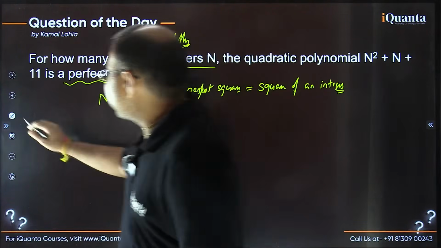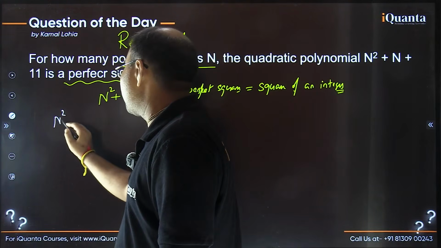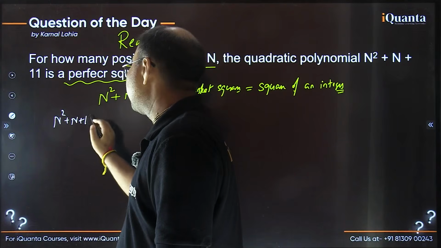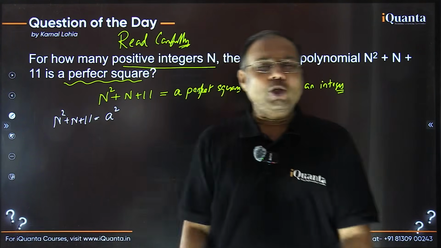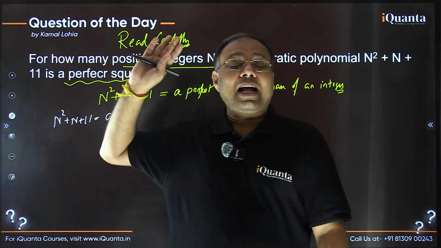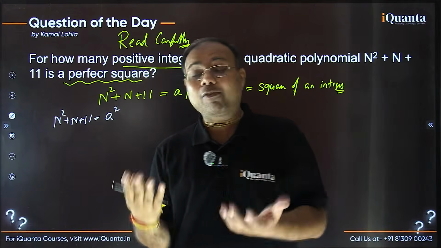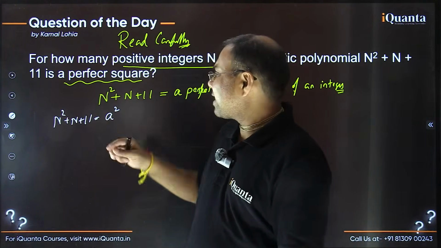Let me write it as n square plus n plus 11 equals some a square, where a is some integer. Instead of putting in different values and checking, it may take a whole lot of time, and still we can't be sure whether other cases exist. That could be a difficult situation. So let's take it to be a variable and solve it.